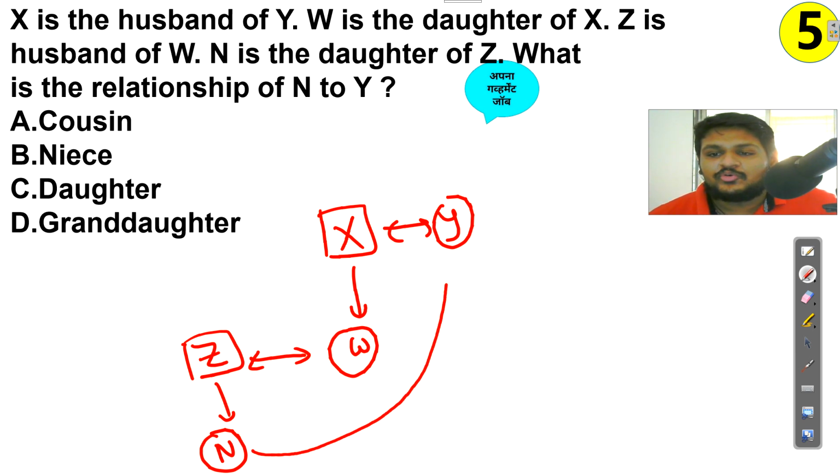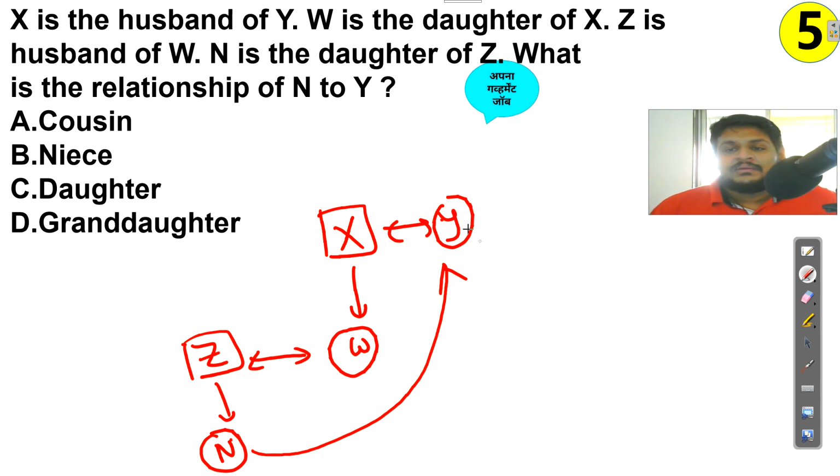Okay, N to Y. You always consider this arrow because this is very important. Otherwise you can make mistakes, like asking what Y is related to N. The opposite also will come in the options, so by mistake you can do that. That's why I always make the arrow like this. This means how is N related to Y.